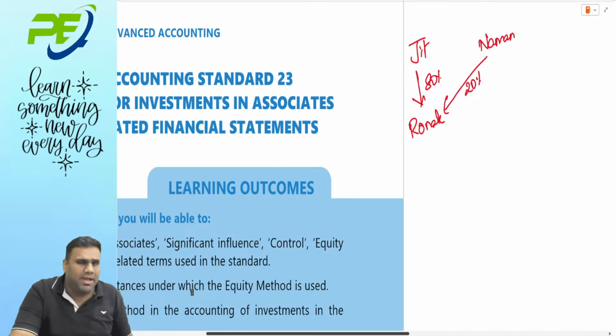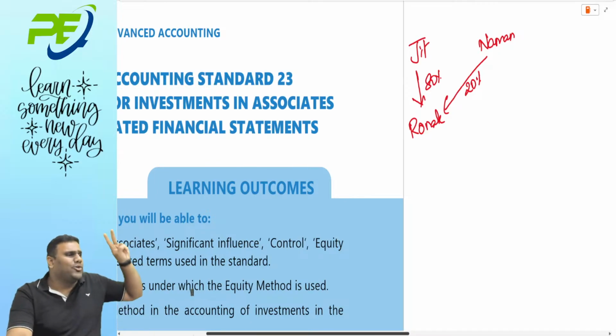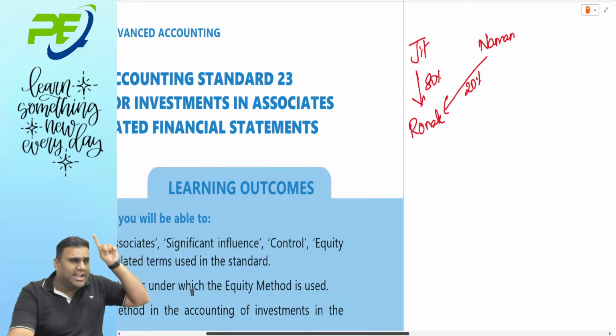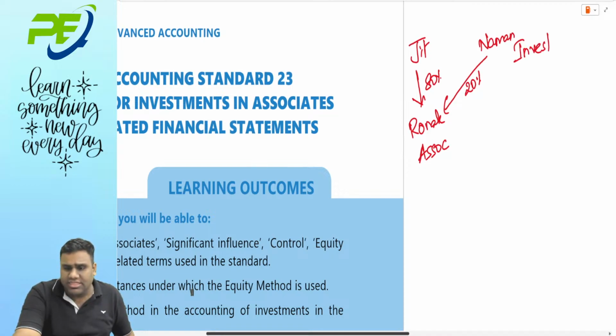But when Naman is preparing, the first confusion comes between Ronak and Naman: who is the associate company? Everyone, between Naman and Ronak, who is the associate? Don't think it is Ronak. No, Ronak is the associate company and Naman is the investing company. You would have learnt this in AS 18.